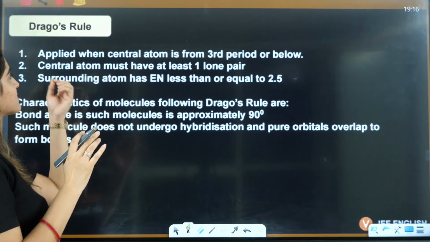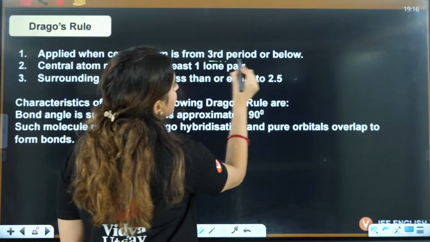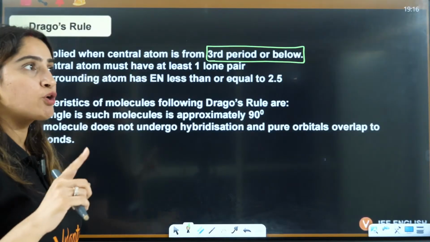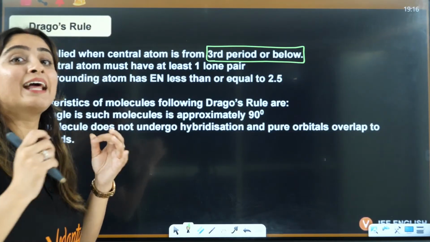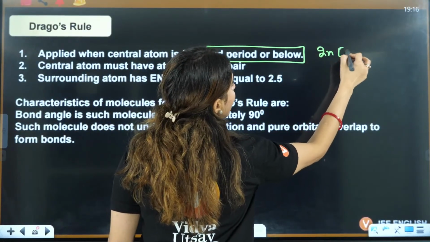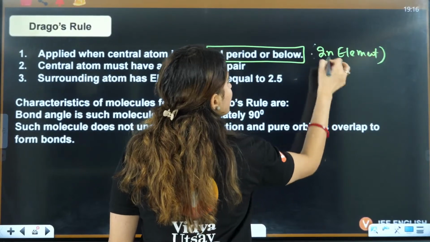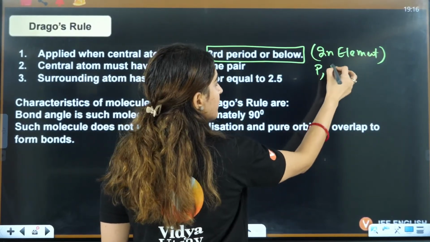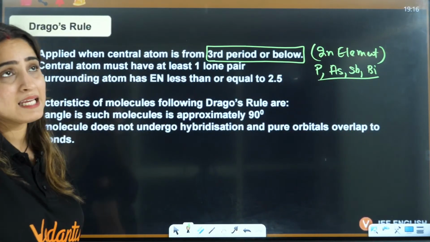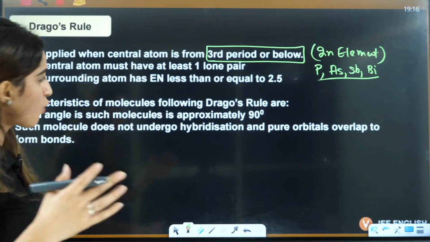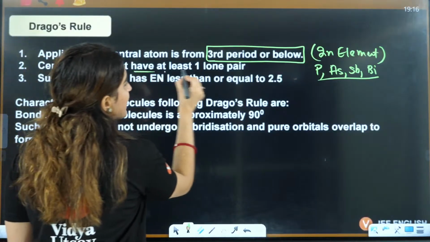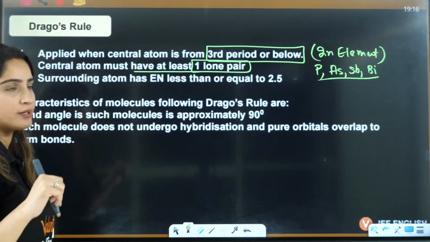Drago's rule is applied when the central atom is in the third period or below, like phosphorus, or you can say it is the second element in its group. Like you have phosphorus for nitrogen, and in oxygen's group we can talk about sulfur, so all these. The second condition is that the central atom must have at least 1 lone pair.